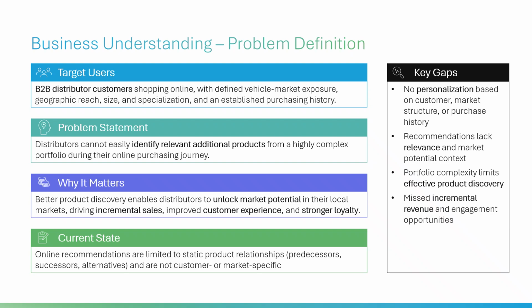How is the problem defined? Our target user is a B2B distributor customer shopping online. They are struggling with easy and relevant additional product discovery from a highly complex portfolio. You can imagine something like Netflix. If you didn't have a recommendation system, there are thousands and thousands of movies and shows to watch, but where to begin, right? So this is where personalized product recommendations can navigate the customer faster.